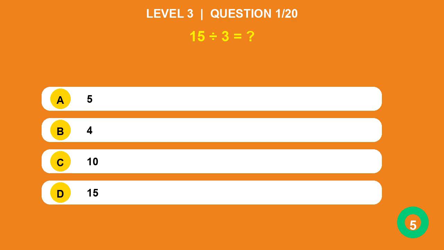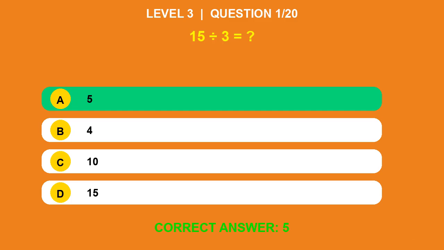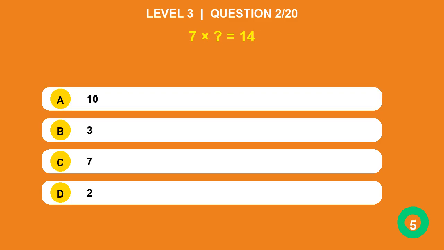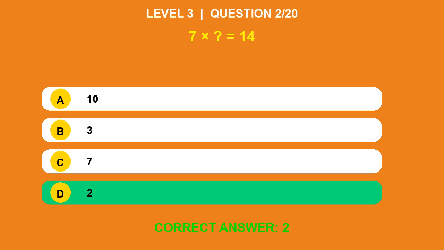15 divided by 3 equals? Answer is 5. 7 times blank equals 14? Answer is 2.